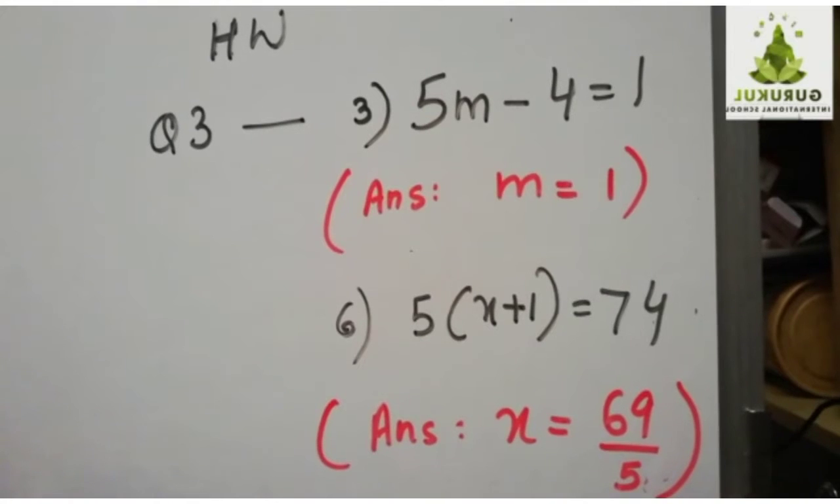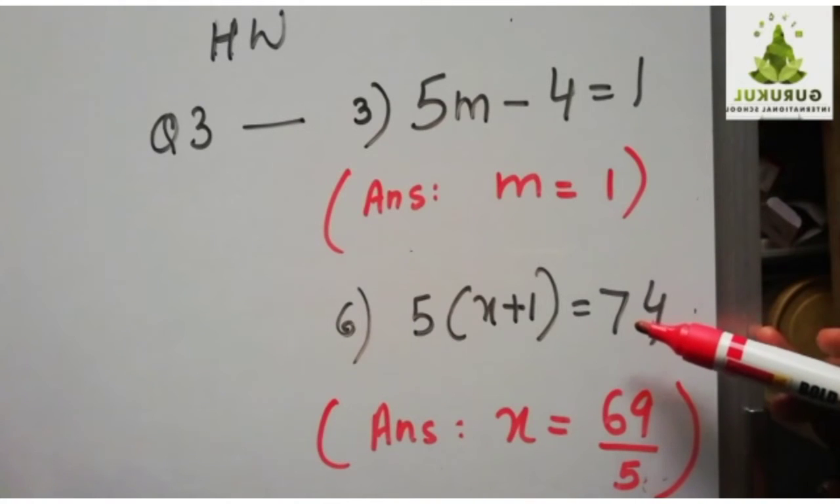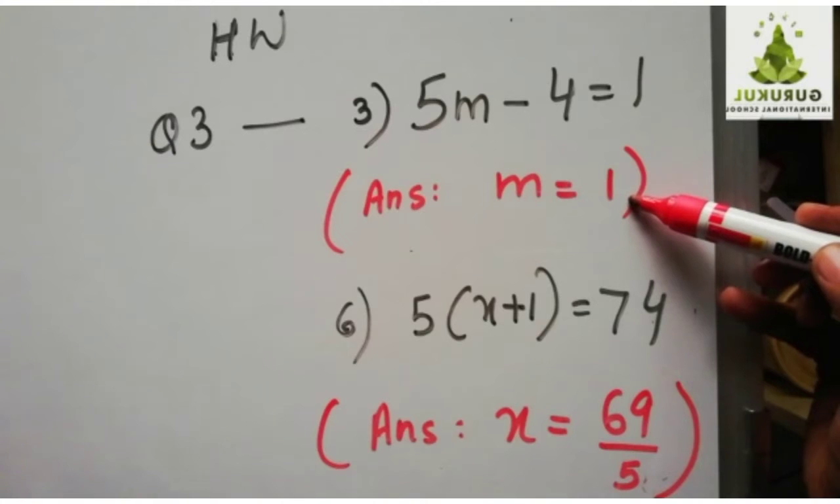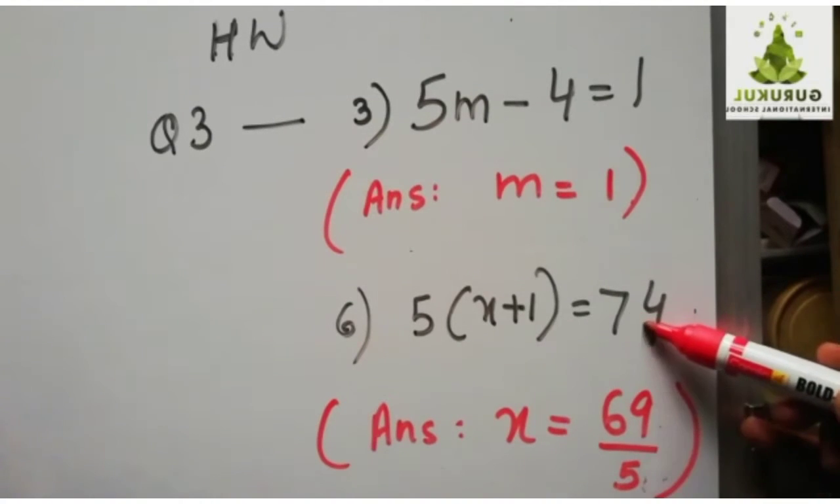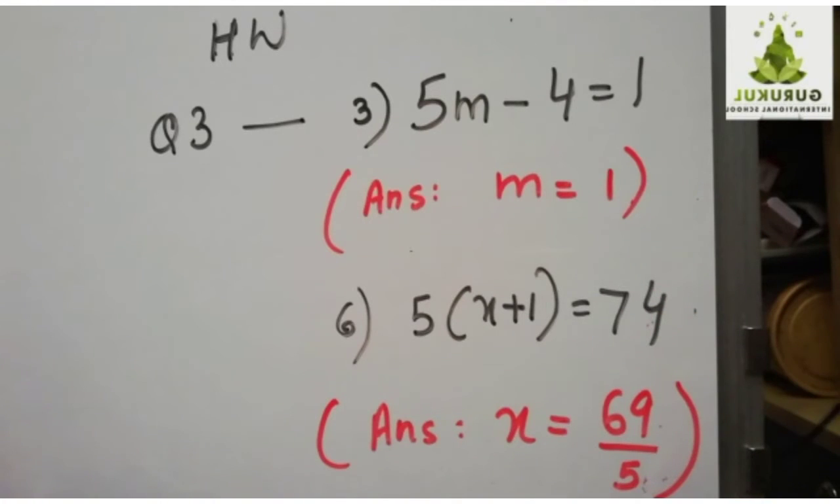Children, do this as homework. The same problem set 36, questions number 3 and 6. You have to do it at home yourself and check this answer. You should get m is equal to 1 and x is equal to 69 upon 5 as the solution. Is that clear? Solve it the way I explained in the video, and try to get this answer.